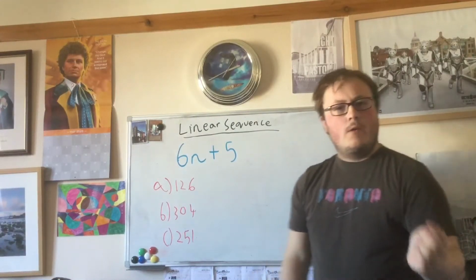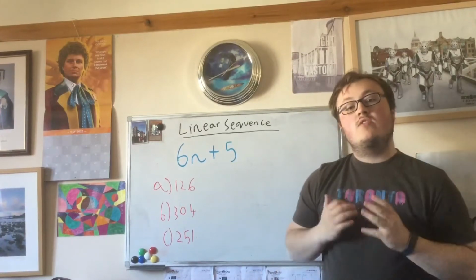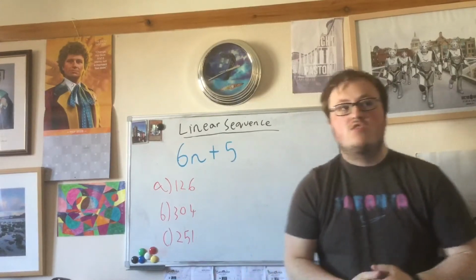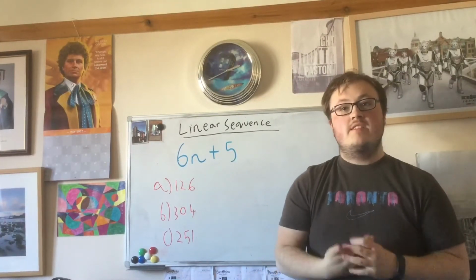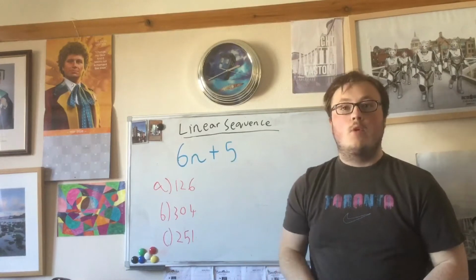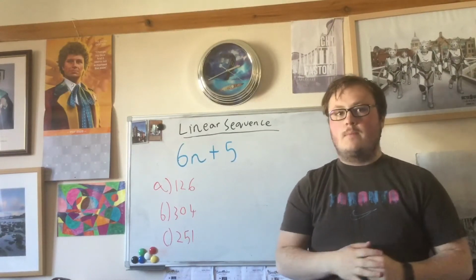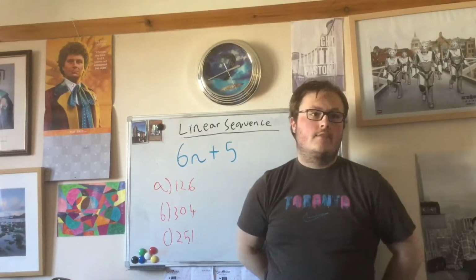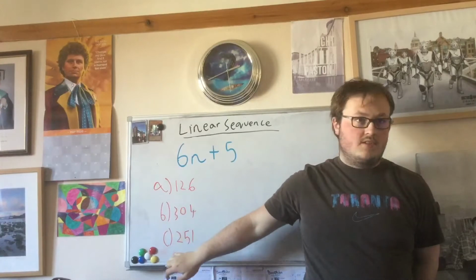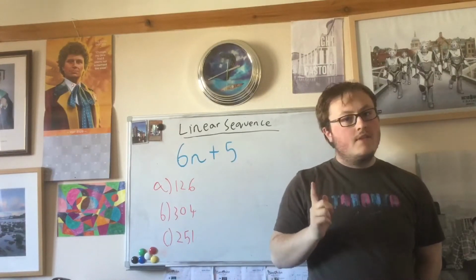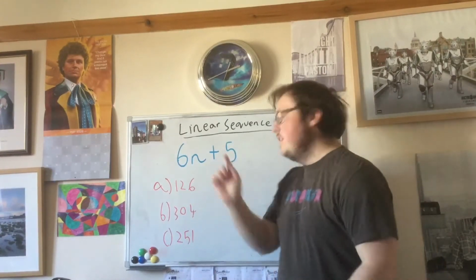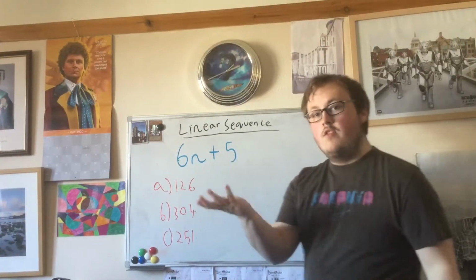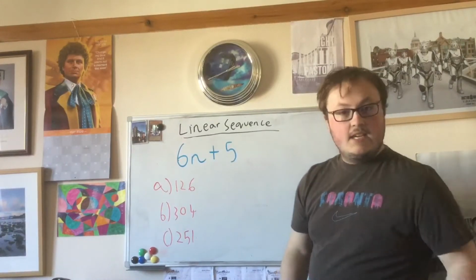Now yesterday I was showing you linear sequences, which are sequences that either go up or down by the same term. So if it was a linear sequence where it goes up by 6, it will go up by 6 every time, or down by 6 every time. And I showed you this rule, 6n plus 5, and I gave you 3 numbers. Only one of these numbers is part of this sequence, and the challenge I set you was to find out what the number was. So here's how you do it.